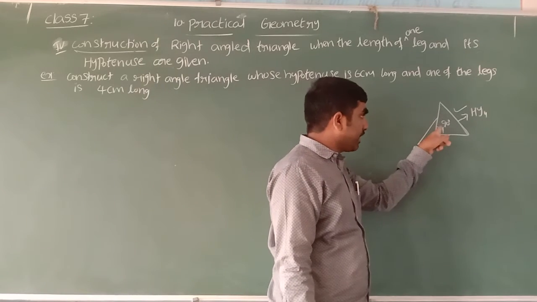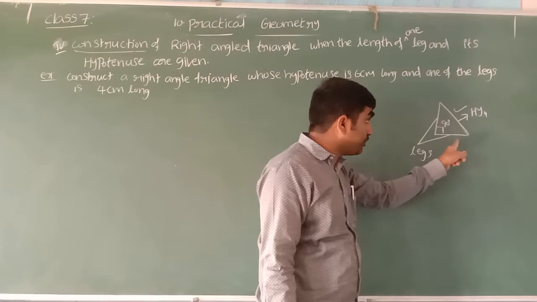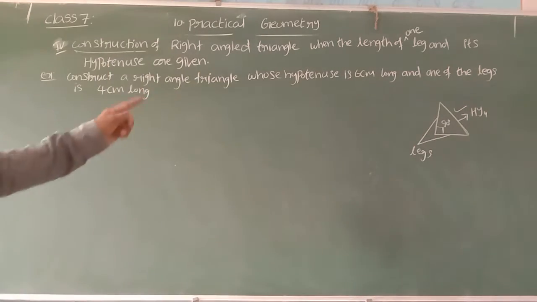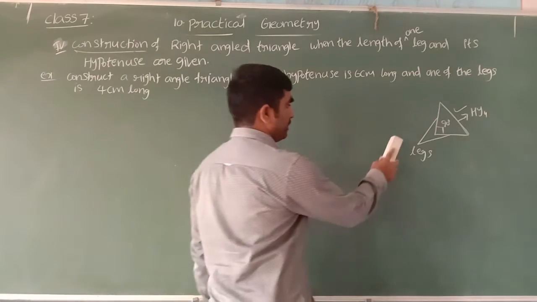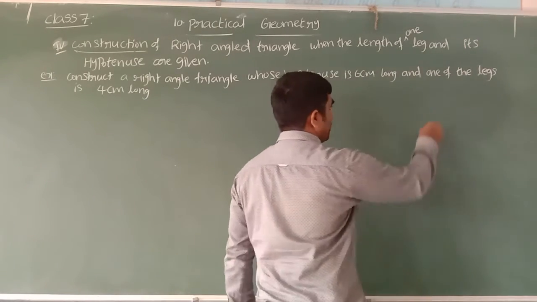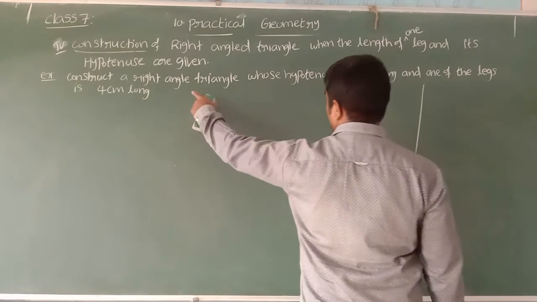When you know one angle, a right angle triangle with 90 degrees, the length of the hypotenuse, and the length of one leg, how to construct a triangle? Let's see with the help of this example. To draw a triangle, first let me draw a rough sketch. They said it is a right angle triangle.